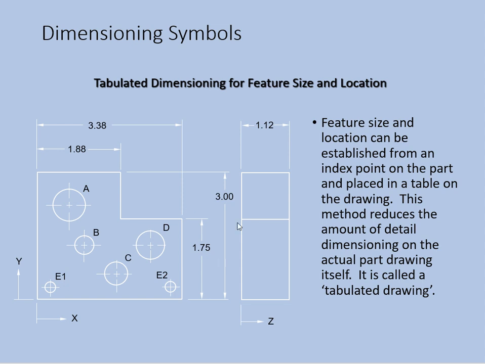Feature size and your location. You're gonna establish that from your index point on the part. Index means, yeah? Here, right here, your X, Z here, Y right there. So these are your indexes. This is called tabulated dimensioning. Not so many people use it, but just for you to know, I'm not gonna ask you that much of stuff, yeah? If you know the concept, that's okay. Just stick to your regular dimensioning, please.